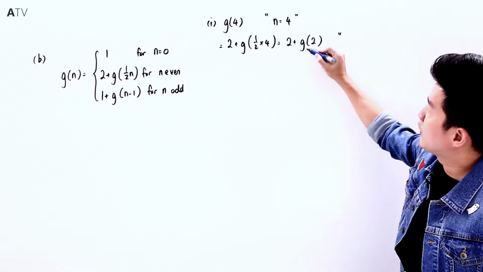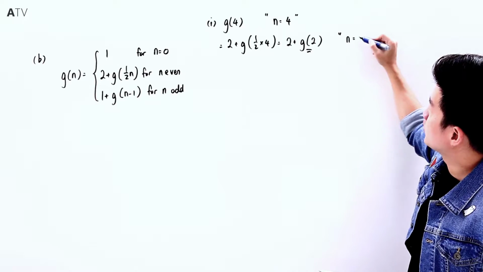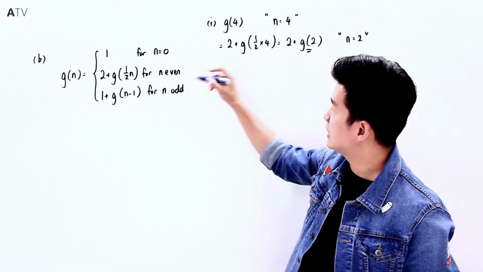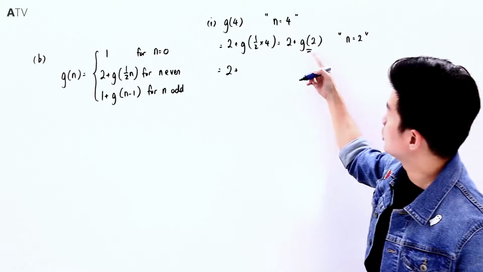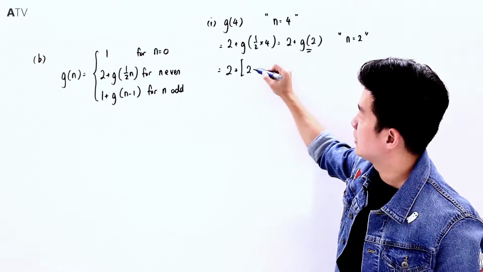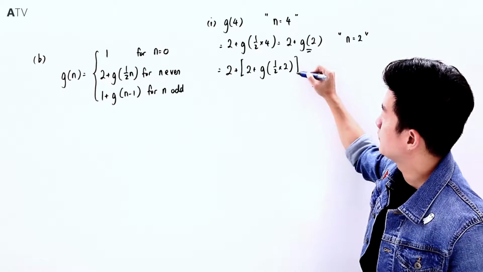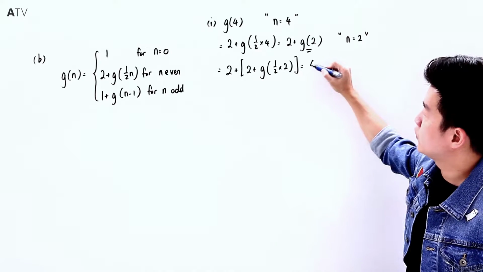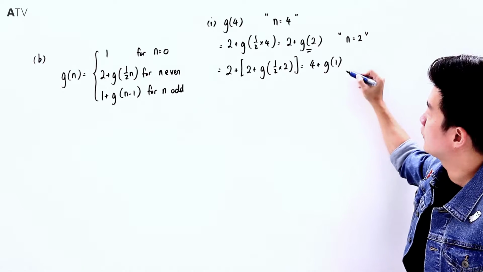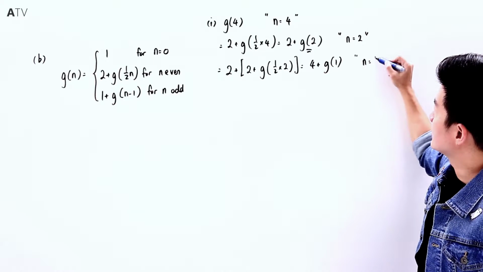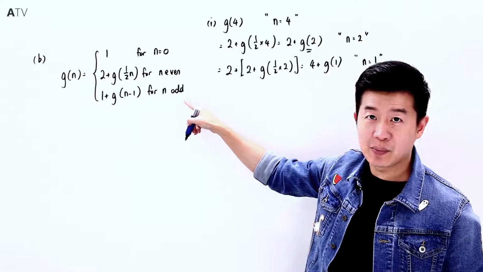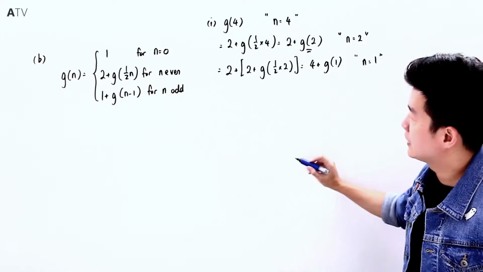Which means that now for this, we are looking at n to be equal to 2. It is still an even number. So G2, I will replace it by 2 plus G of half times n, which is 2. So we are looking at 2 plus 2, 4 plus G of 1. And now n is equal to 1. It is an odd number. So I'm going to make use of this.